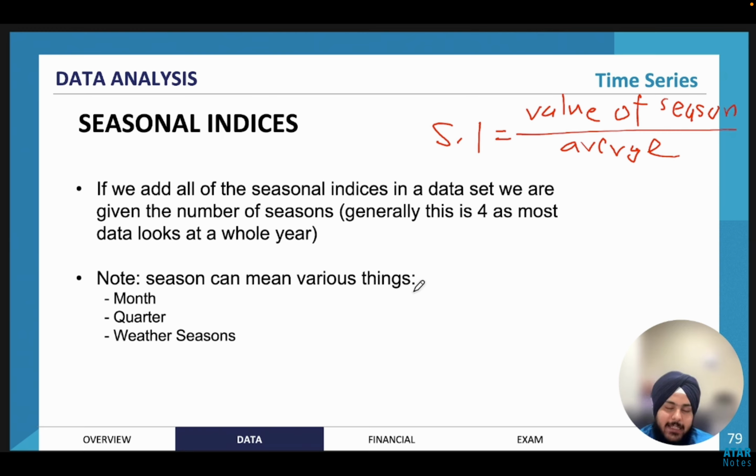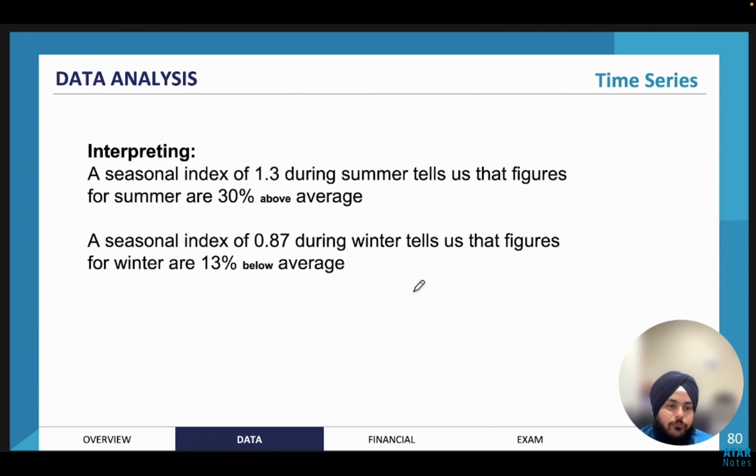Cool. So season can again mean various things depending on the context, but usually it could be months, quarters, or weather seasons. In terms of interpreting a seasonal index, there are a couple of ways. If the seasonal index is above 1, let's just say it's 0.3 above 1, we can times that by 100 and say that figure is 30% above the seasonal average.